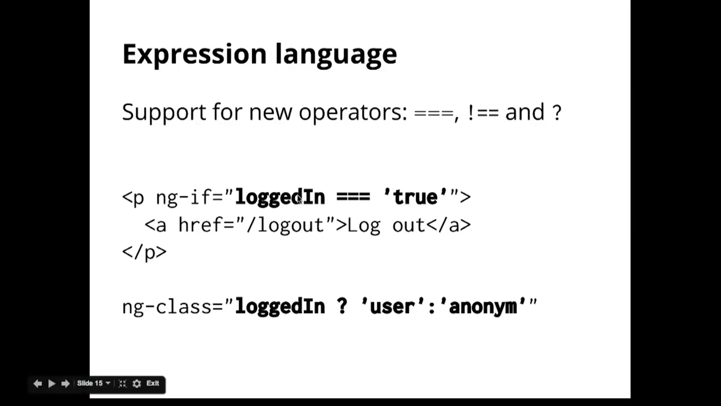So for example, if you have ngIf and you want to say, show this only if the user is logged in, and the login has to be true, where true is a string literal and not just Boolean or truthy, then you can use triple equals. And a ternary operator is useful, for example, in an ngClass, where you want to say, depending on this model, use a user class or an anonymous class on this element, and it just makes the code easier to read and understand.